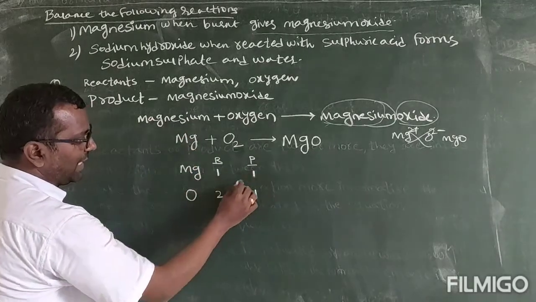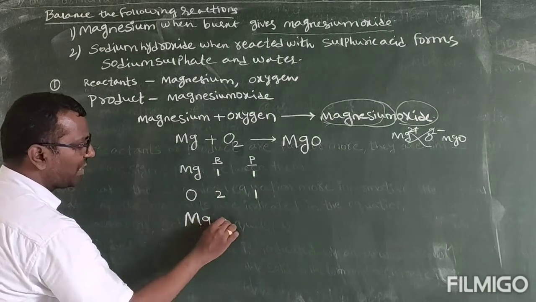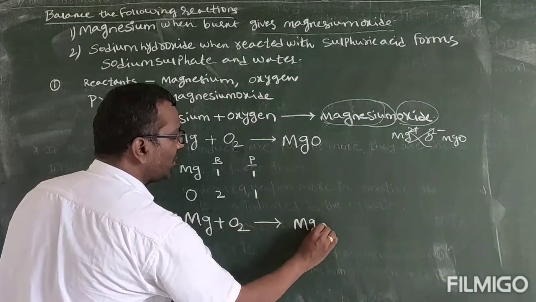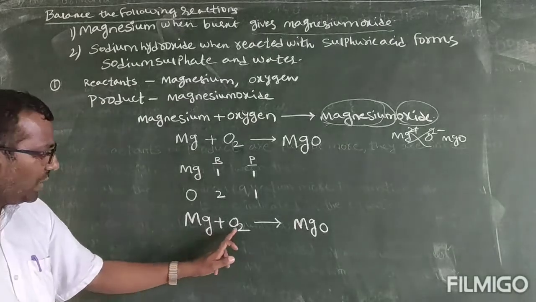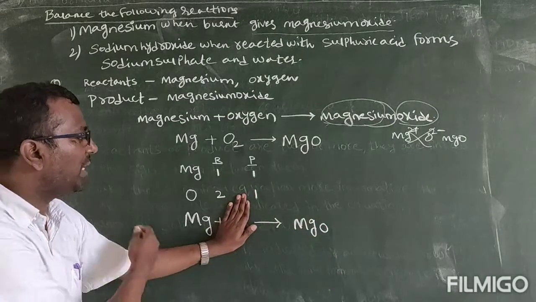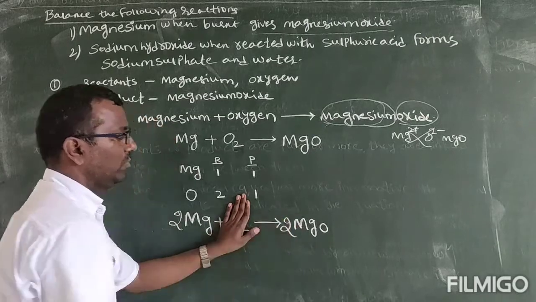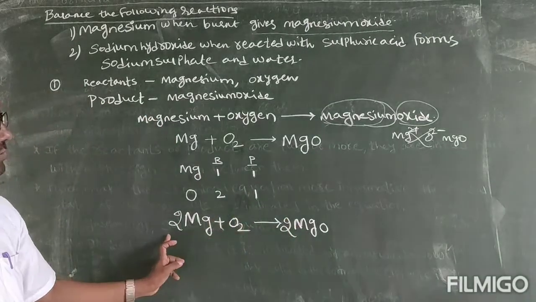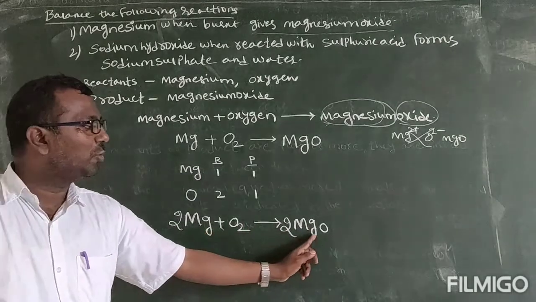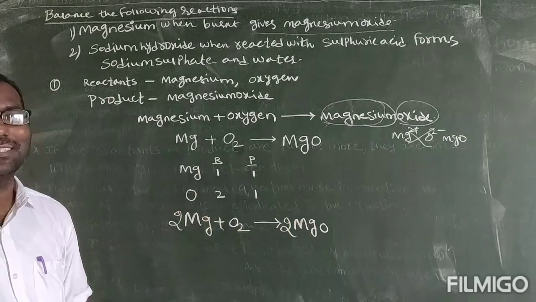So this one is balanced. This 2 has to become this. So what I will do? Magnesium plus oxygen gives rise to MgO. Now here an even number and here an odd number came. You close this and multiply the total with 2. Then it is a balanced equation. 2 magnesiums, 2 magnesiums. 2 oxygens, 2 oxygens. Now it is a balanced equation.